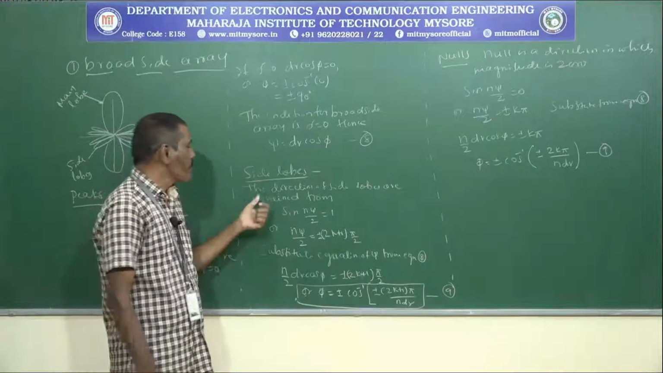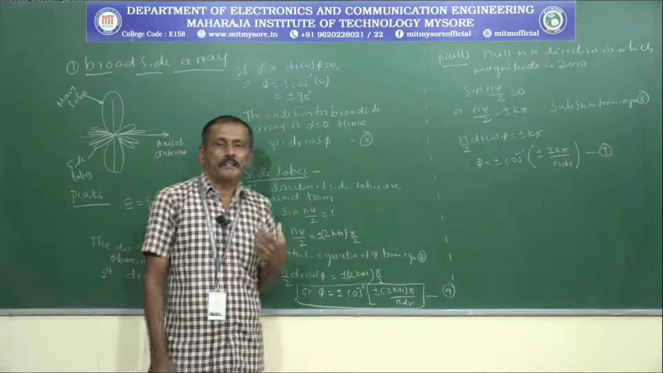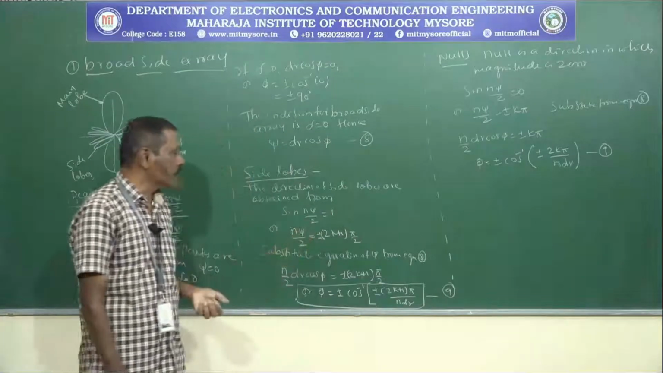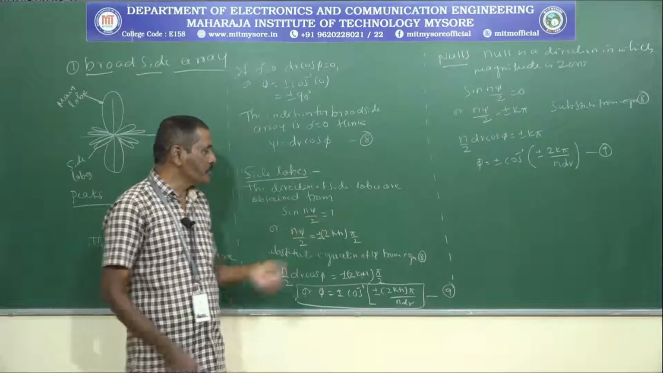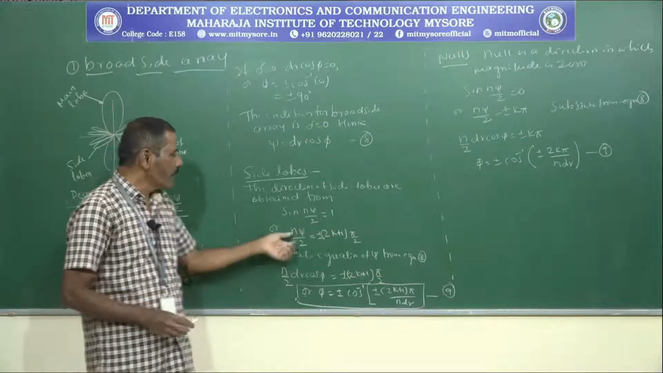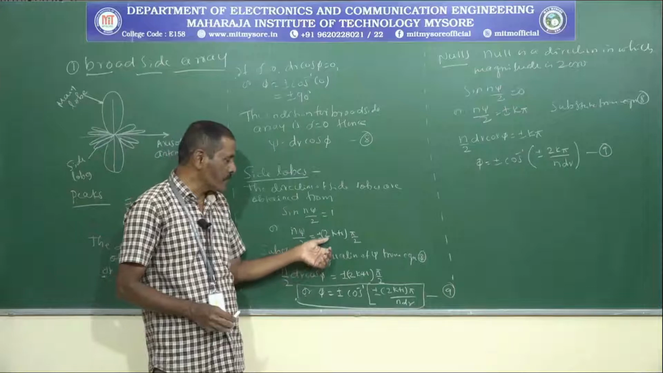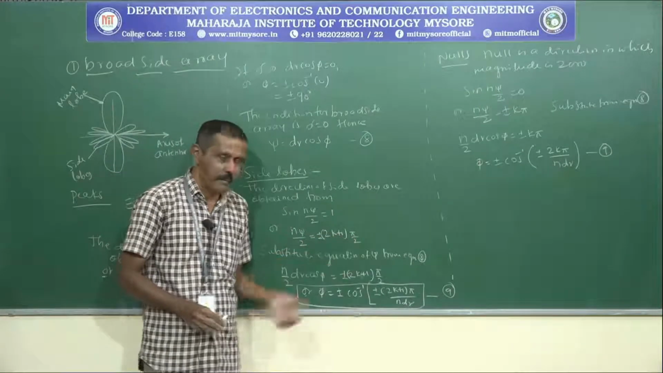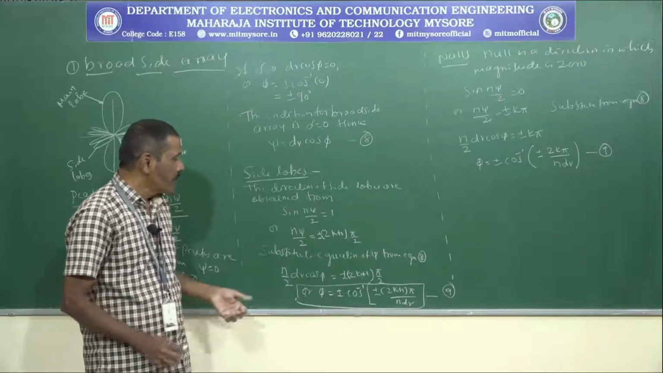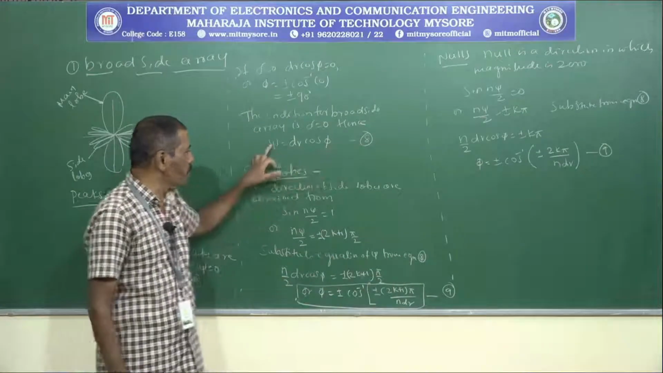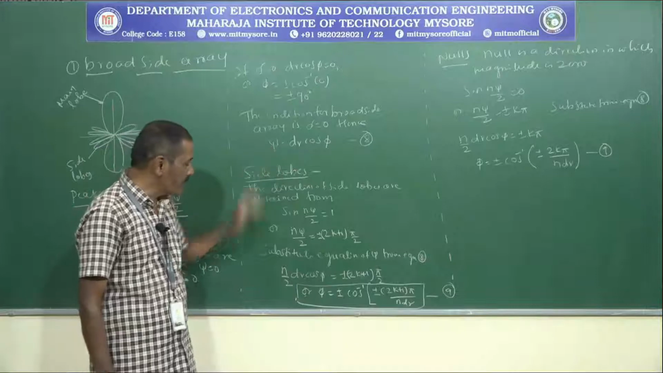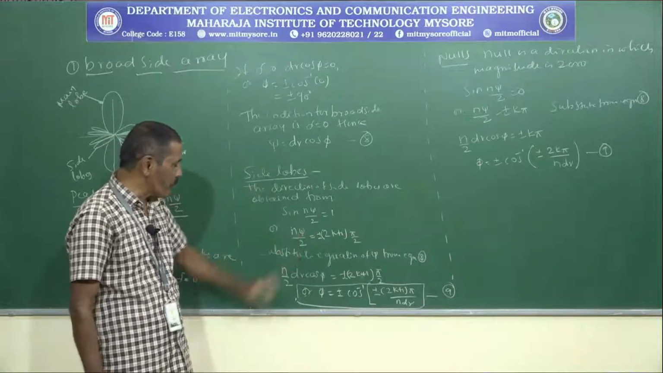Then side lobes. Now you need to calculate the side lobes. The directions of the side lobes are obtained from the equation sin of n psi by 2 equal to 1. Then n psi by 2 is equal to plus or minus 2k plus 1 into pi by 2. And substitute the expression of psi from equation 8. In equation 8, we have the value of psi, so you have to substitute it at this particular point.